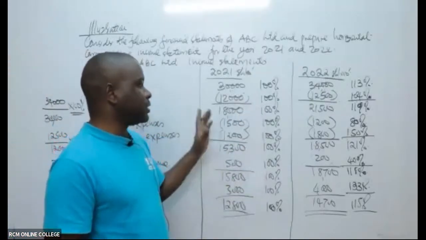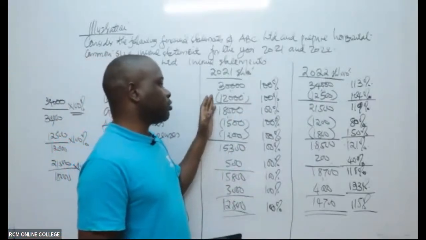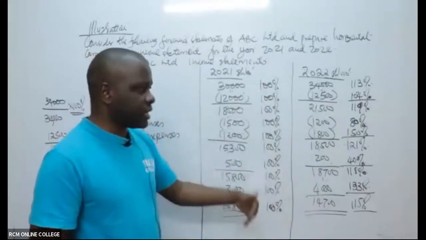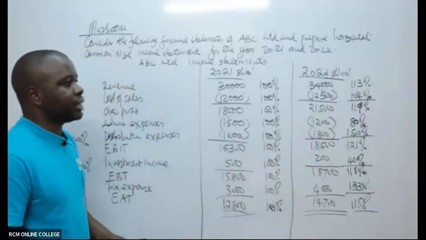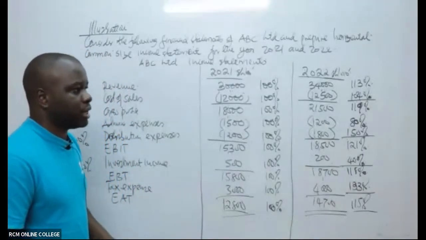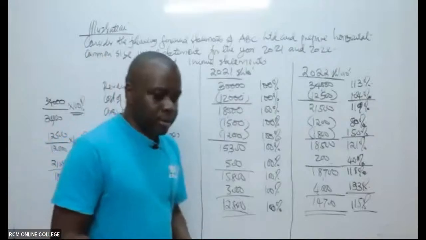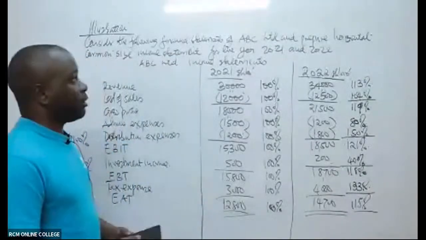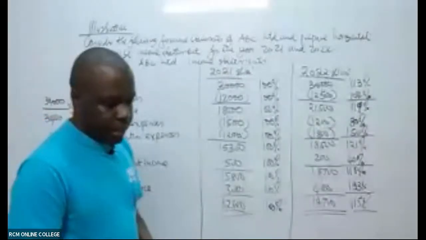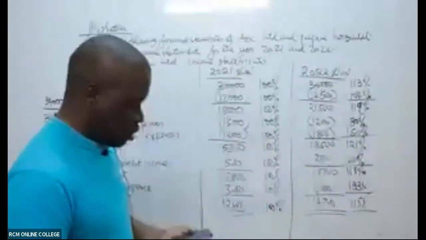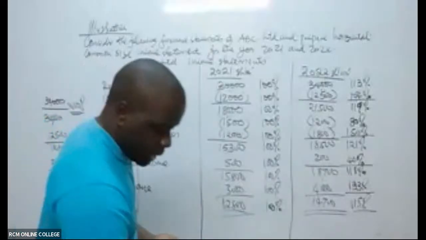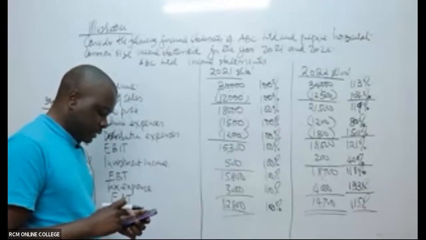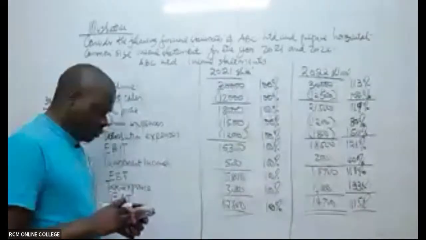percentages other than figures. Figures are most likely not able to tell you the trend very easily, but when you put them into percentages, then you can see a trend arise. So that is basically how you do the horizontal analysis. So I want us to move to another area.